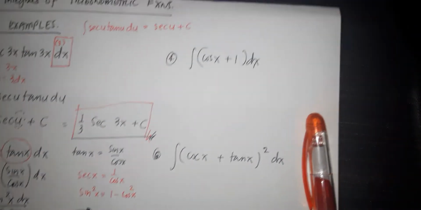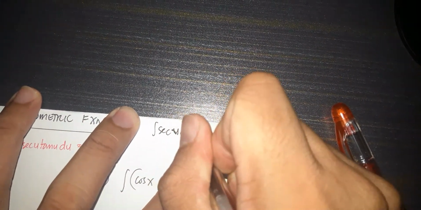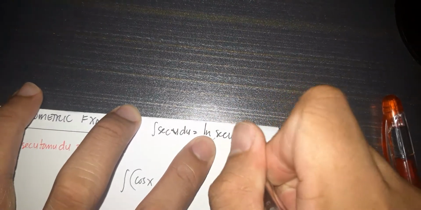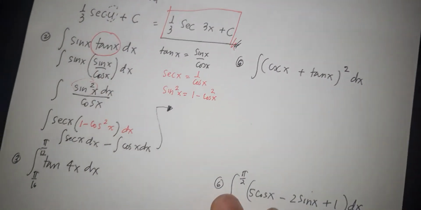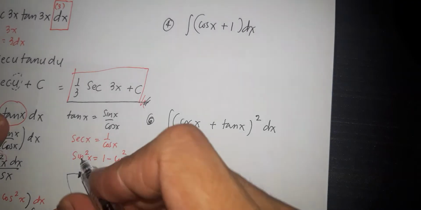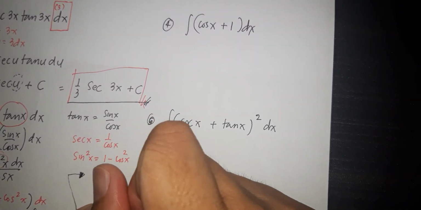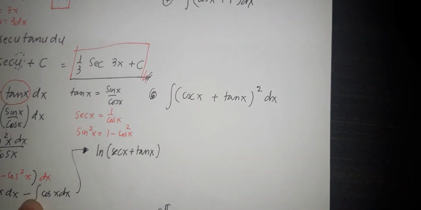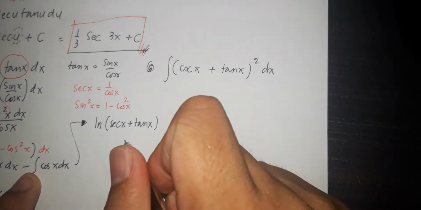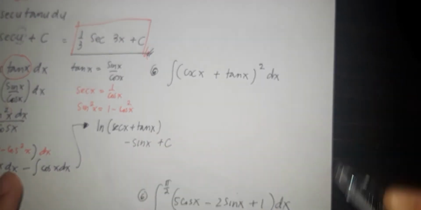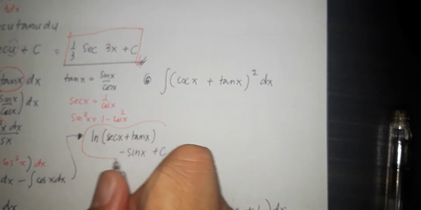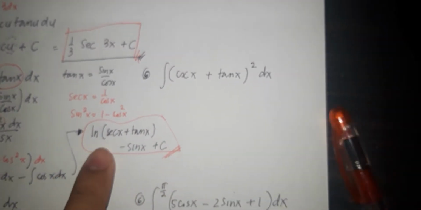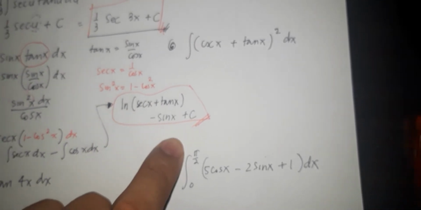anong integral ng secant x? So, ang formula natin, integral of secant u du is ln of secant u plus tangent u plus c. So, ibig sabihin, pag kinuha ko ang integral ng secant x dx, that is simply ln of secant x plus tangent of x minus integral of cosine of x, which is negative sine x plus c. So that will be our answer. So ln of secant x plus tangent x minus sine x plus c.